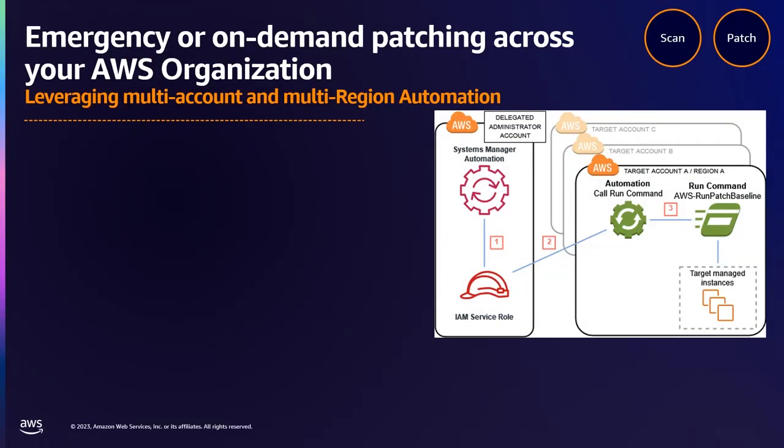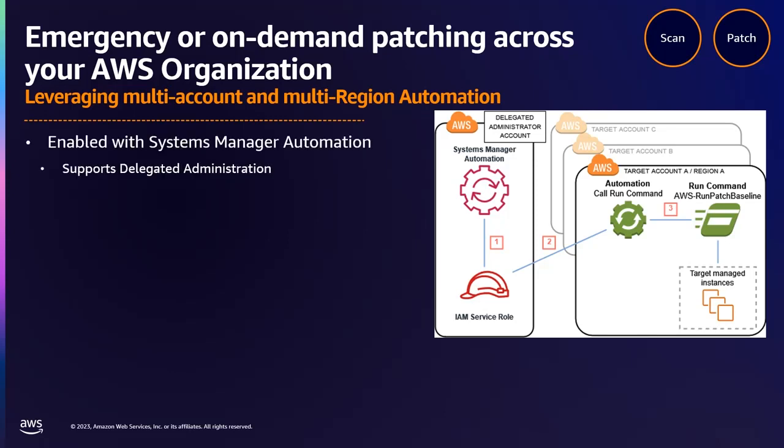And then similar to what Anthony was referring to earlier with that install override list, you may also need to perform emergency or on-demand patching across your AWS organization. So in order to perform patching on demand across your accounts and regions, you can leverage the Systems Manager capability Automation, which we've been discussing earlier in some of our slides. This also supports delegated administration, so you can specify a delegated admin account within your overall AWS organization for Systems Manager, and then use the Automation capability to target your other AWS accounts, either using organization OU IDs or the literal AWS account IDs as well.